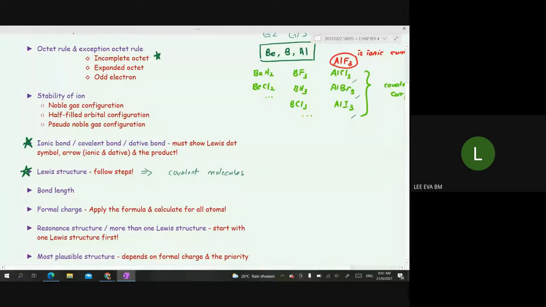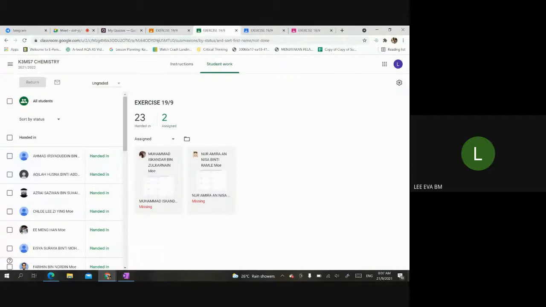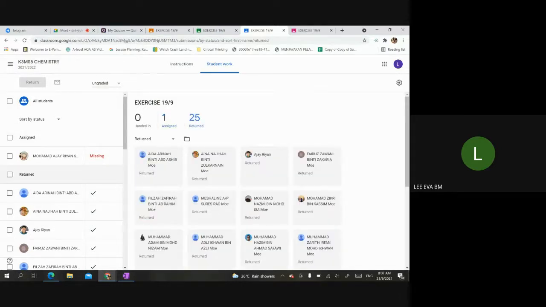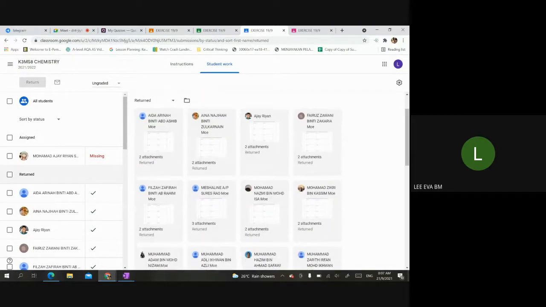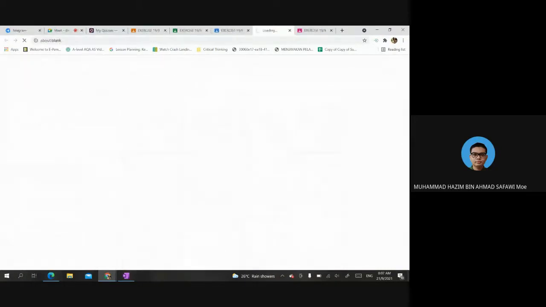And also from your work, Madam gave a few examples. I will take an example from, which class is it from? Okay, Hazim, Madam will take your example. Alright, no problem. Okay.